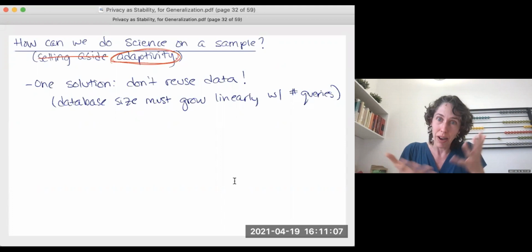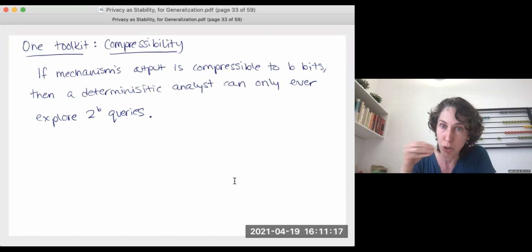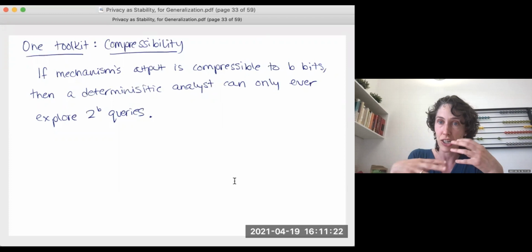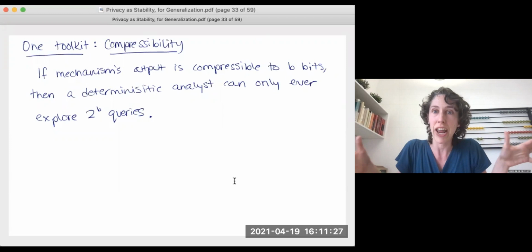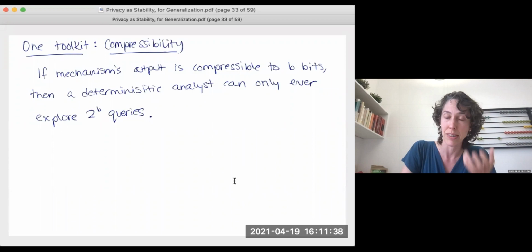Another thing I should mention in passing is that if the output of your mechanism is compressible to a small number of bits, then a deterministic analyst only has the possibility of ever exploring some limited number of queries. So her hands are tied in some sense, and you can leverage that. But what if you're not in that situation? And what if you really don't want to throw away your data set every single time you use it? Can you reuse a sample and not mislead yourself?